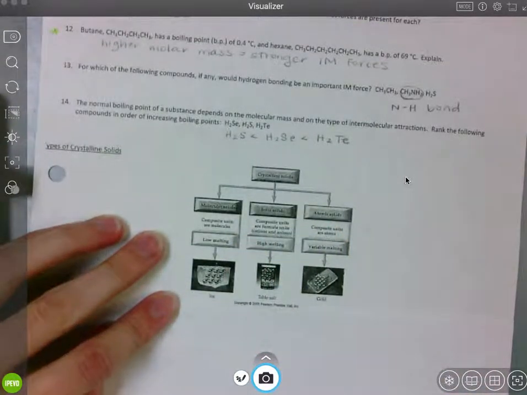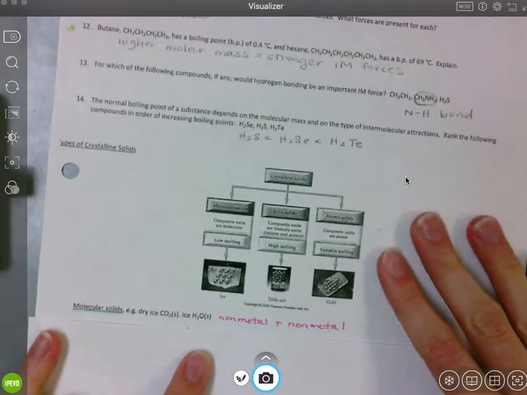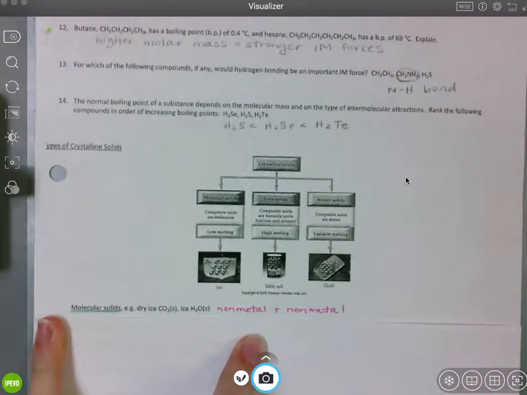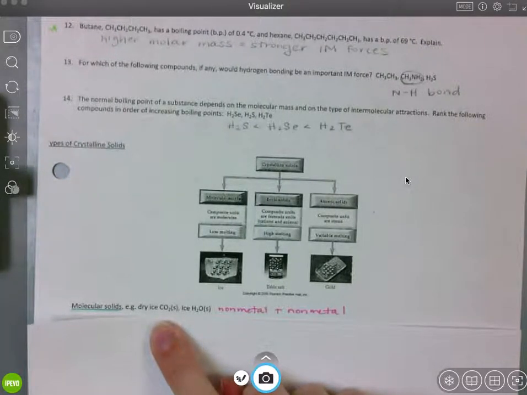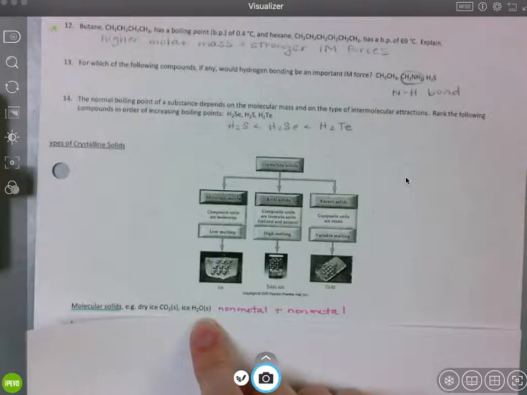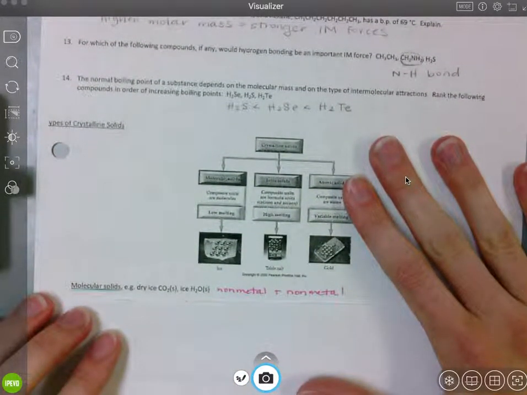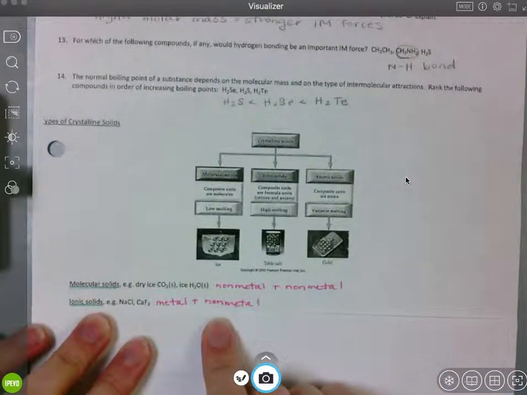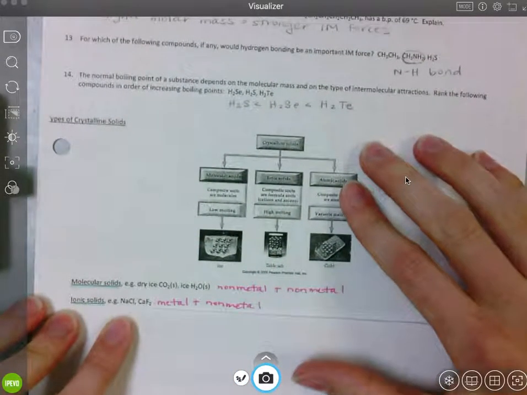Molecular solids are composed of molecules. Basically these are going to be nonmetals bonded to each other, at least two different types of nonmetals. Our example here, dry ice, is just solid carbon dioxide. Carbon and oxygen are both nonmetals. And then ice, hydrogen and oxygen are both nonmetals bonded to each other. Ionic solids are between a metal and a nonmetal. So salt and then calcium fluoride are our examples there.